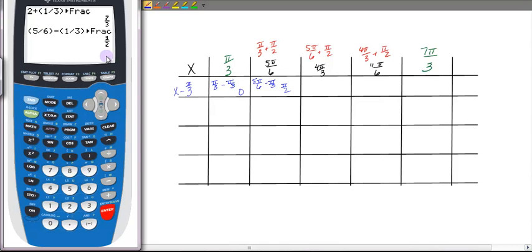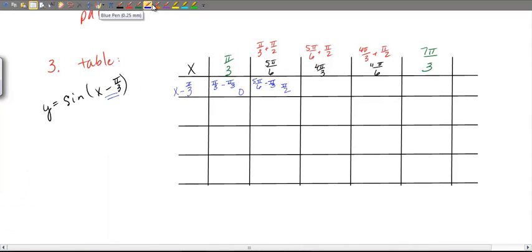And sure enough, it's 1/2 or pi over 2. Okay, so we're going to keep going here. I'm going to say 4 pi over 3 minus pi thirds, and we end up with pi. When I subtract the next value, I get 3 pi over 2. And finally, I end up with 2 pi. So I evaluated the inside of the function at each of these x-intercepts up here.